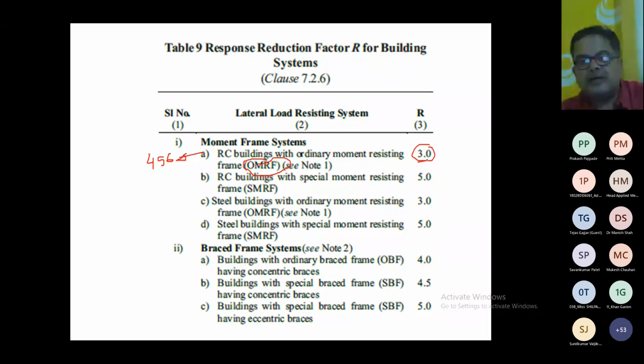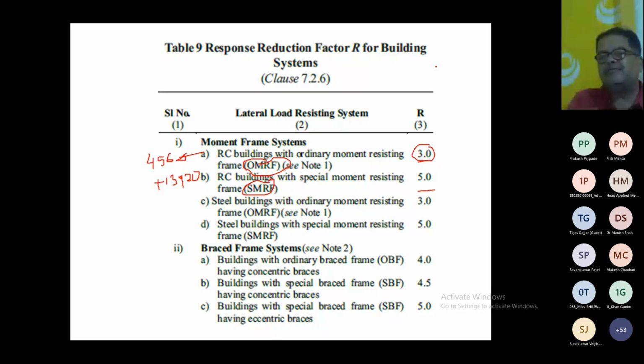But SMRF is a special moment resisting frame where IS 456 plus you have IS 13920 detailing, right? This detailing is there, and so 456 plus 13920 detailing is considered to be a special moment resisting frame. Now the value is 5.